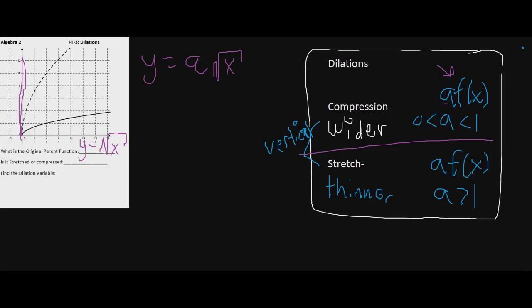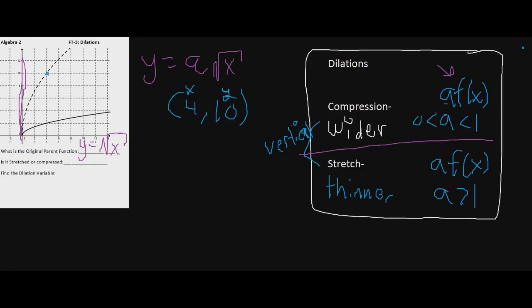The next step is to look at our parent function here and pick a point. I'm going to pick this point right here because I can tell that it intersects there when x is 4 and it looks like y is 10. So I'll put this point here: x is 4 and my y value is 10.